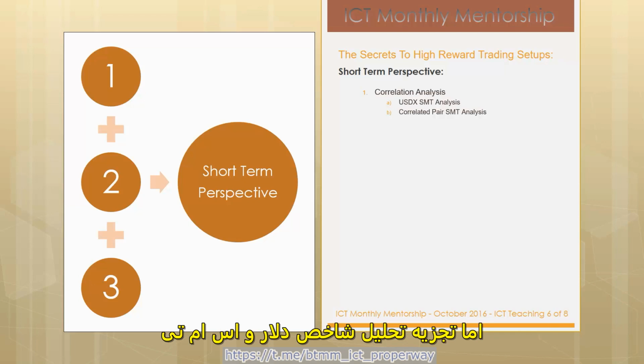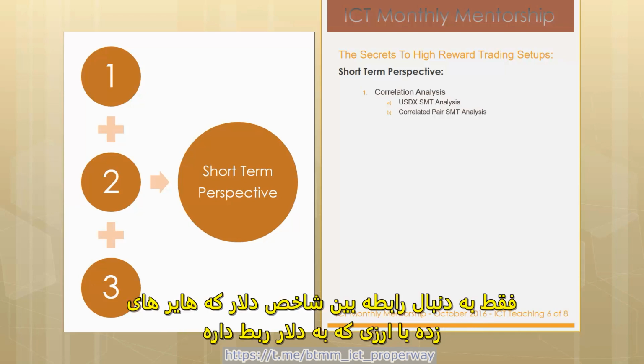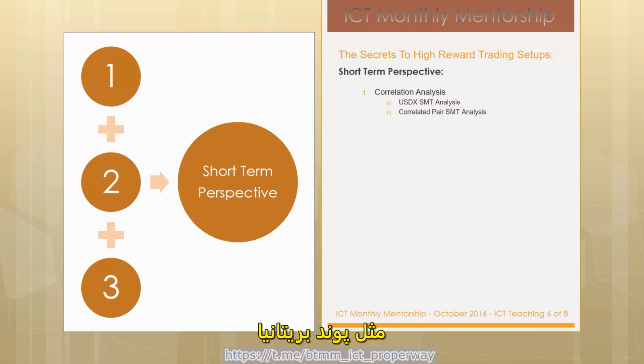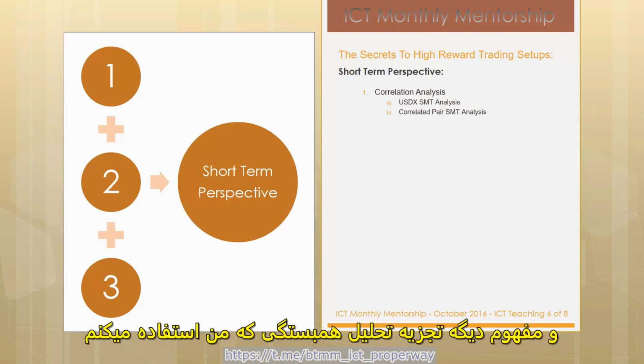But the dollar index SMT analysis is basically just looking at the relationship between the dollar making higher highs and a currency relative to the dollar, like the British pound, for instance. If the dollar is making higher highs and the British pound versus the dollar fails to make lower lows, that's a cracking correlation, and we view that with a specific idea in mind.